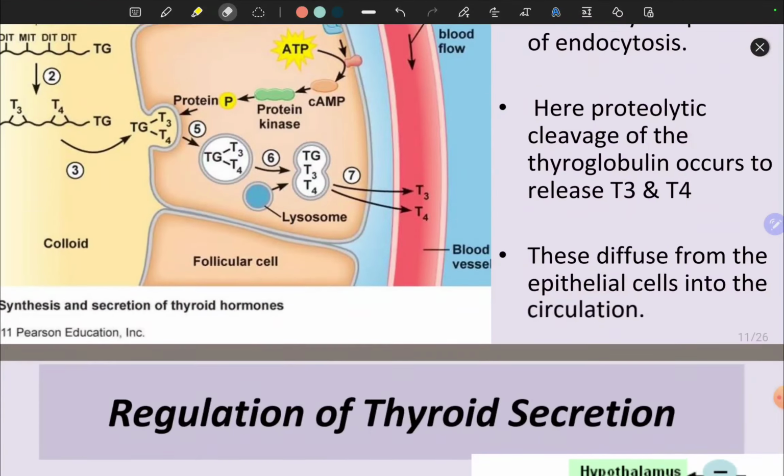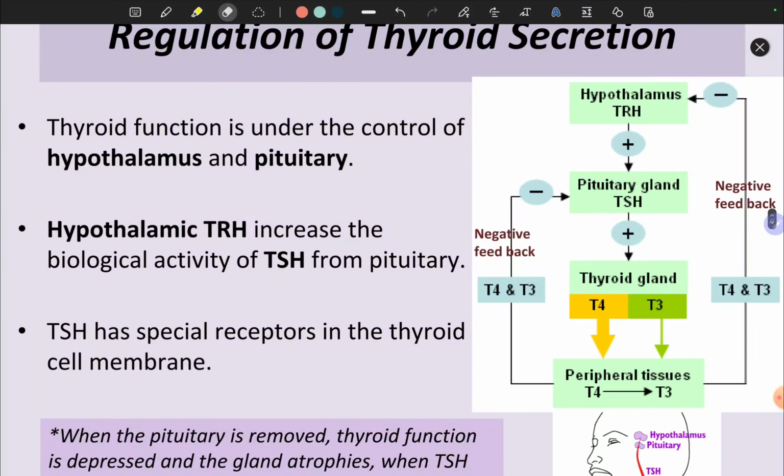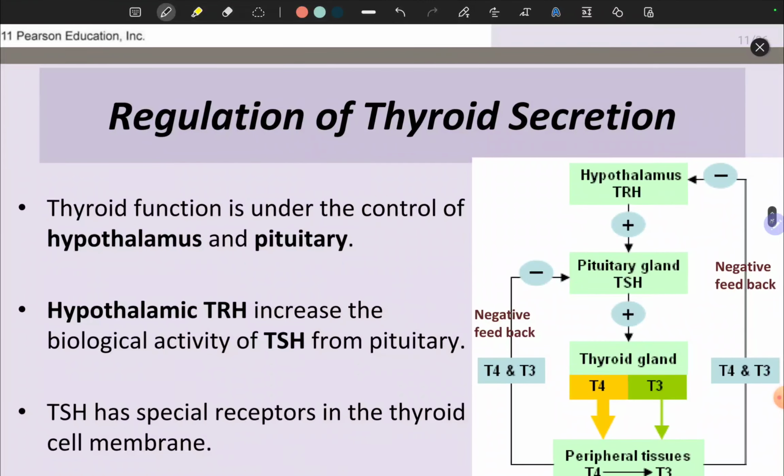Thyroid hormone is regulated by negative feedback. This negative feedback mechanism is very, very important. Why is this feedback important? Because the level of thyroid hormone and the activity of the thyroid gland are controlled through this feedback mechanism.